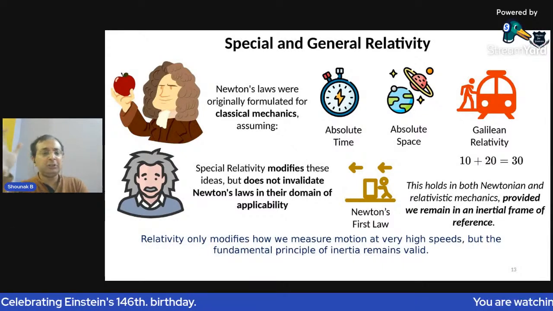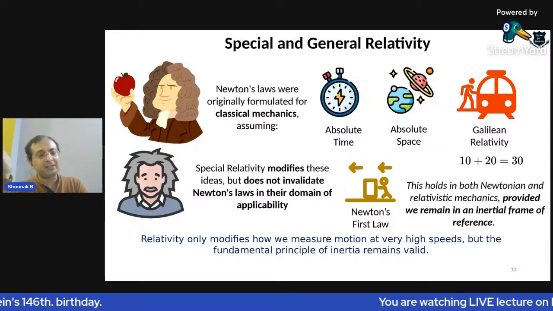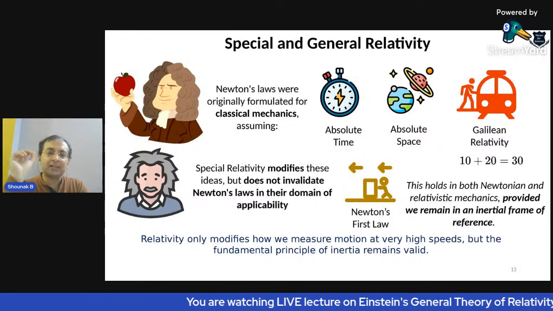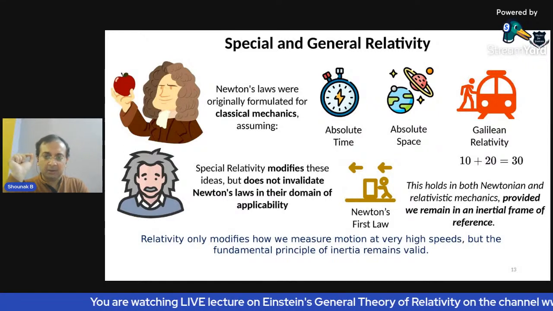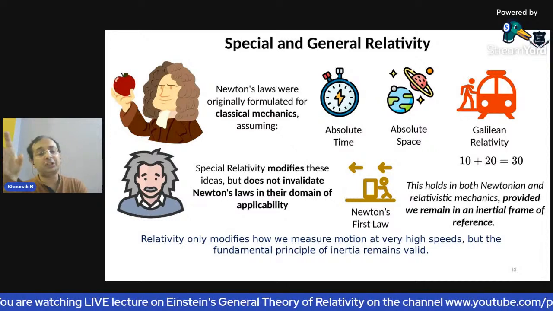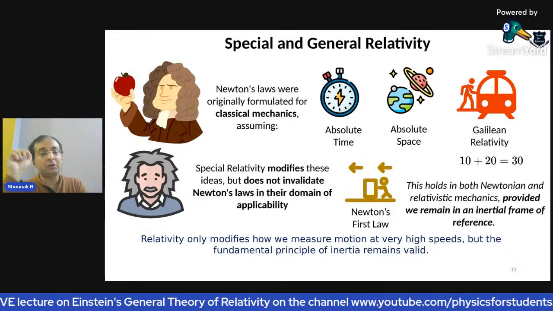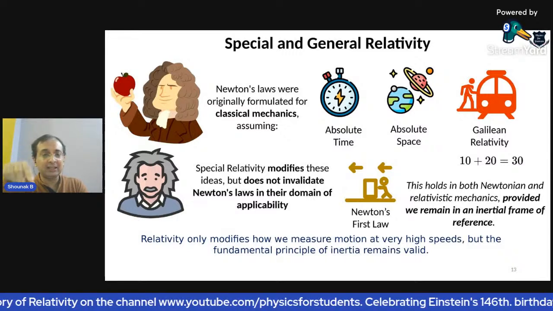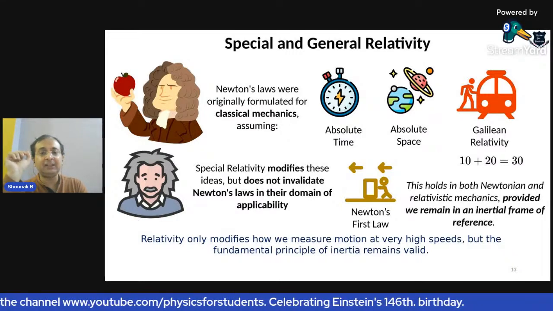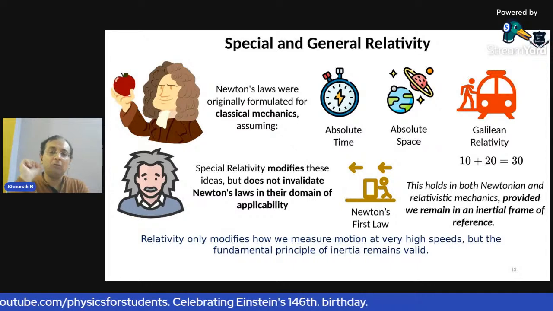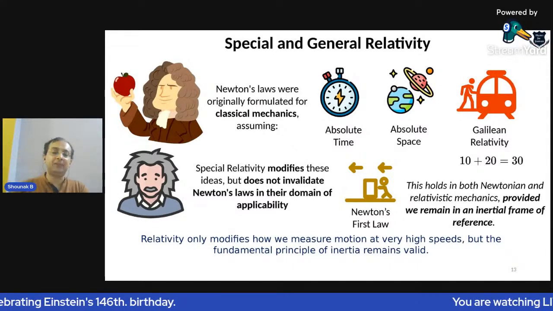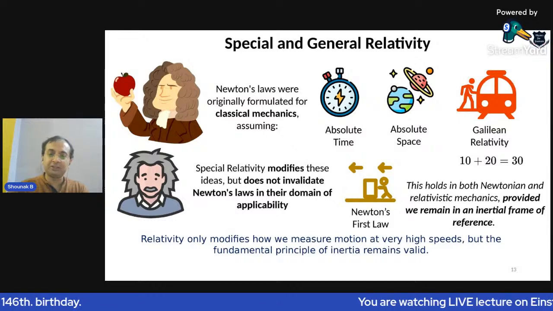So, Newton's first law of motion: a body at rest will stay at rest until it is moved by a force. So everything stands true, right? But it has to be in an inertial frame of reference. That means there is no acceleration. So here I have written at the bottom of the line, relativity only modifies how we measure motion at high speeds. But the fundamental principles are very much valid. So this is a note that we should remember.